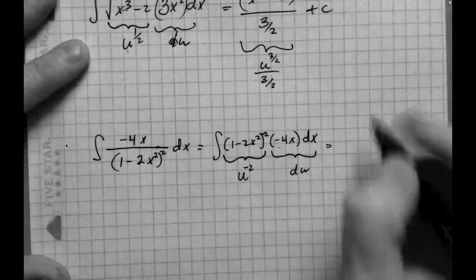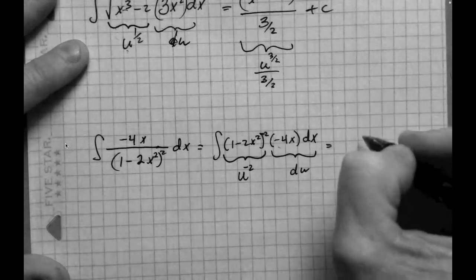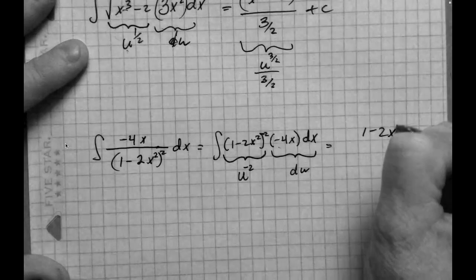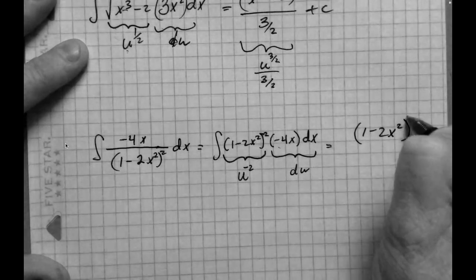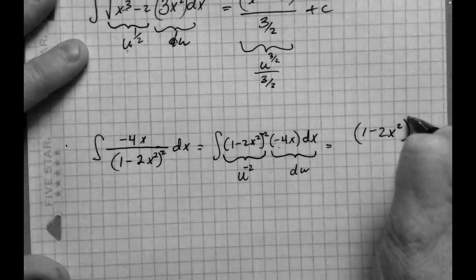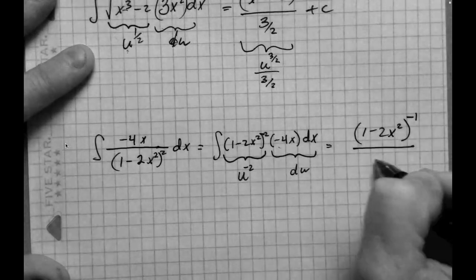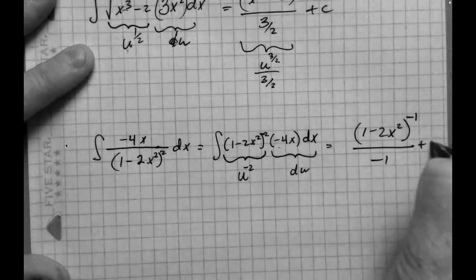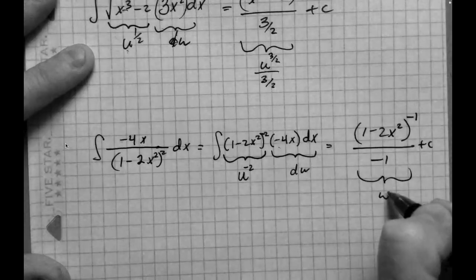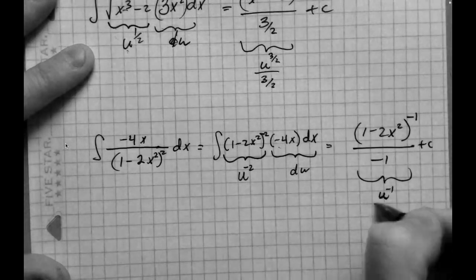So the answer then, the integral would evaluate to 1 minus 2x squared to the what? Negative 1 power divided by negative 1 plus c. And so this would be u to the negative 1 over negative 1.